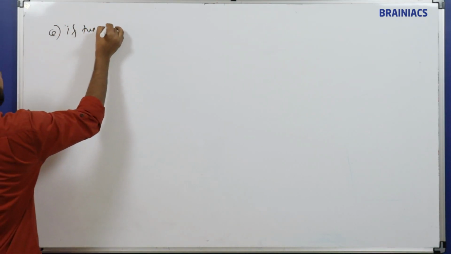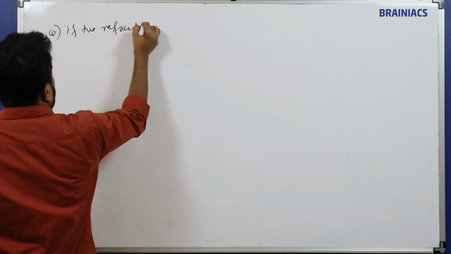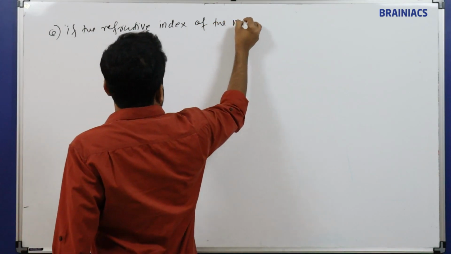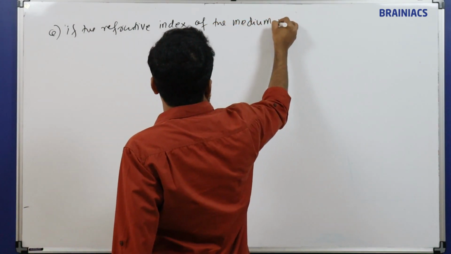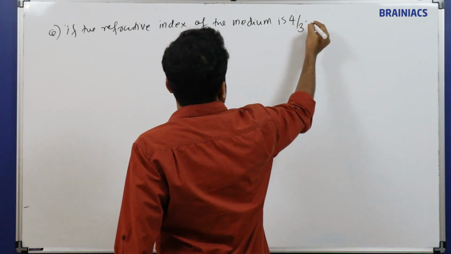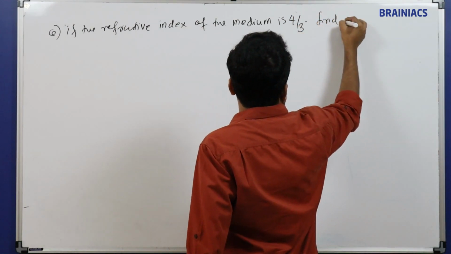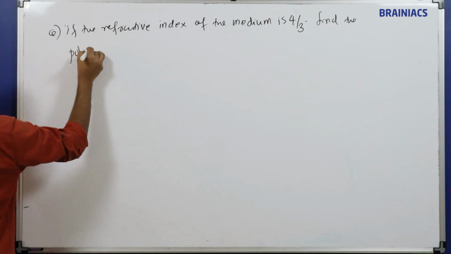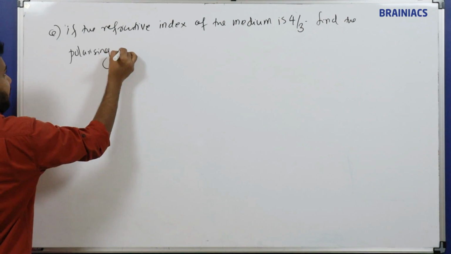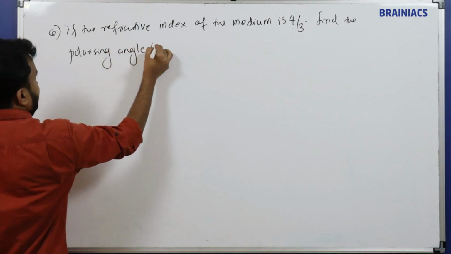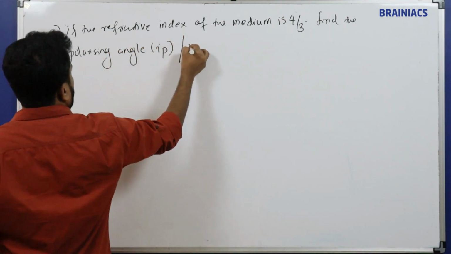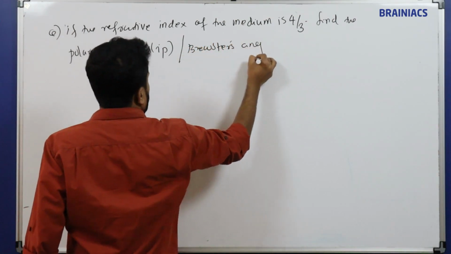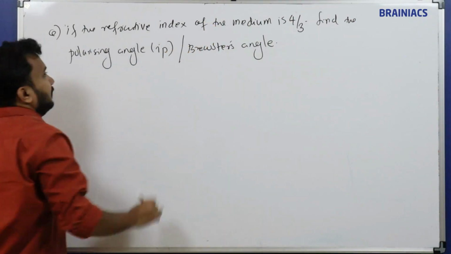If the refractive index of the medium is 4/3, find the polarizing angle, IP, or Brewster's angle. Polarizing angle has another name, which is Brewster's angle.